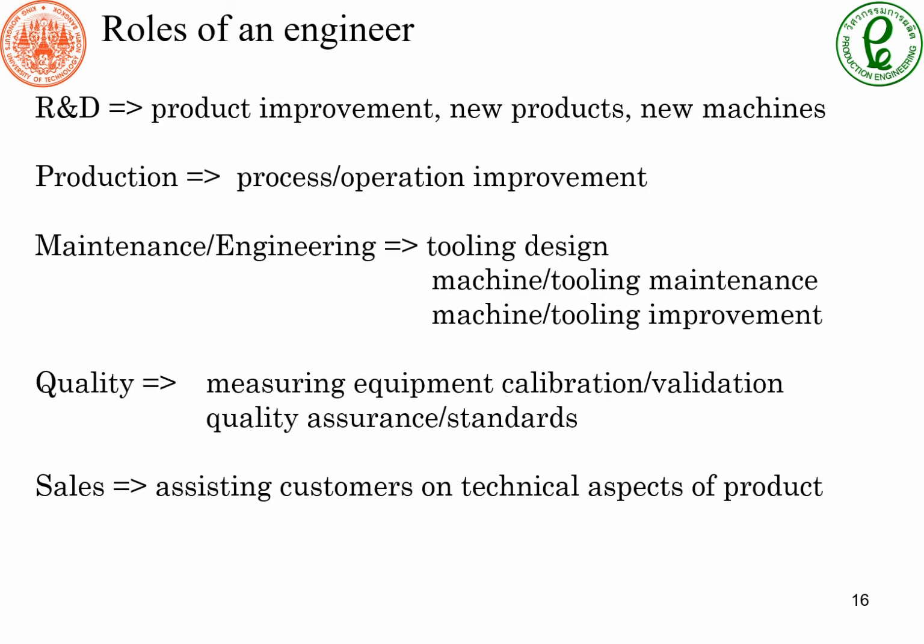As an engineer, we can take on one or many roles in manufacturing company. We can work in R&D for product improvement, designing new product or new machines. We can work in production to control and improve manufacturing process. We can work in maintenance or engineering for tooling design, machine and tooling maintenance and improvement.